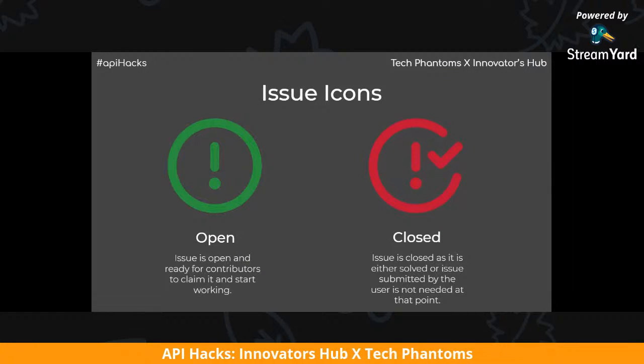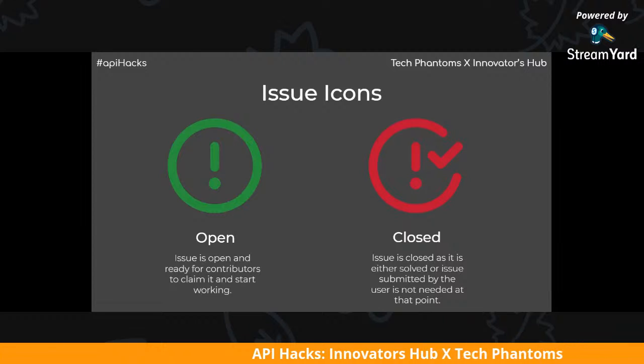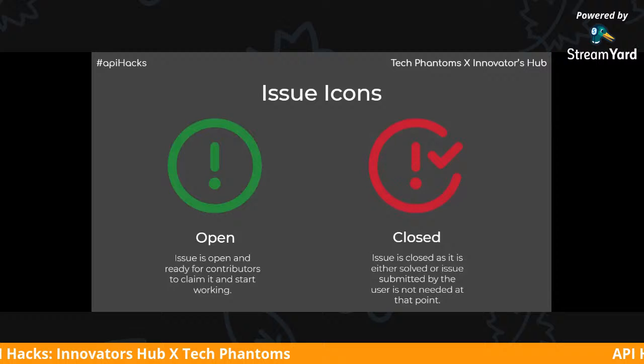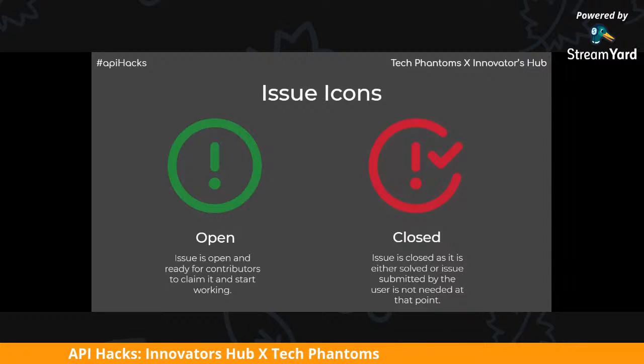And these are the issue icons. This green one suggests that it is open and you can claim that issue and start working on it. And this red one says that it is closed. Either it has been solved, I mean that feature has been implemented, or whatever the issue talks about is solved, or that feature is not needed for now.